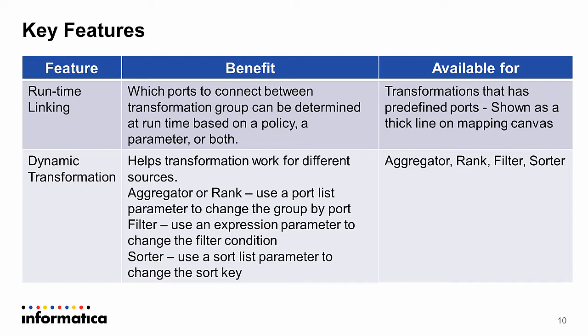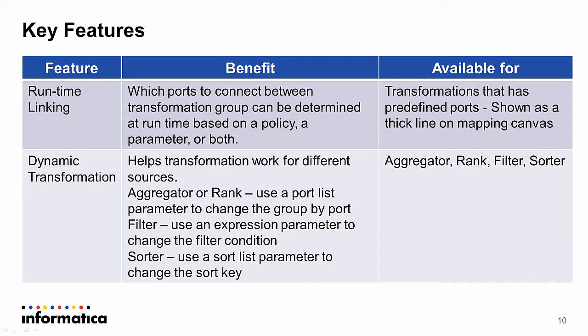Runtime linking is basically grouping ports between transformations, right? And that can be defined at runtime based on the parameter or policy that you create. Dynamic transformation, so a dynamic transformation basically helps the engine identify how to work with different transformations, right?